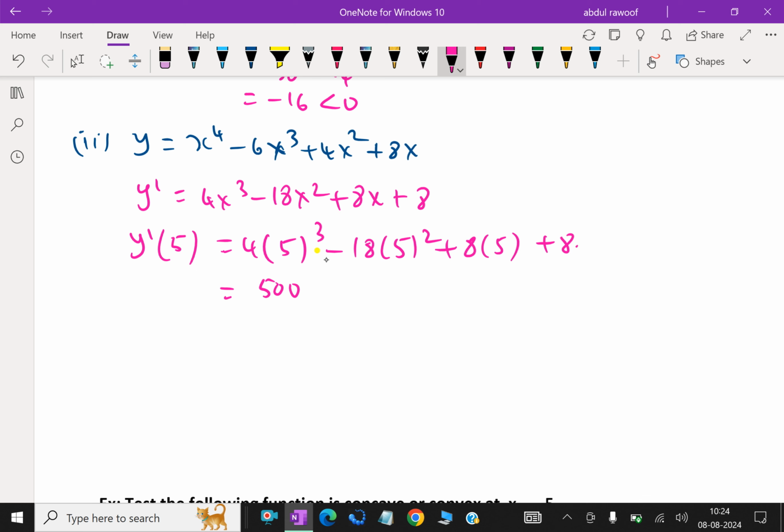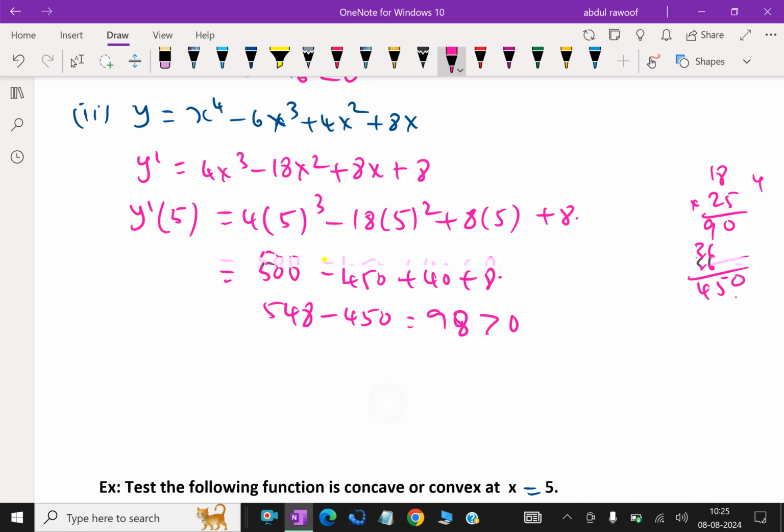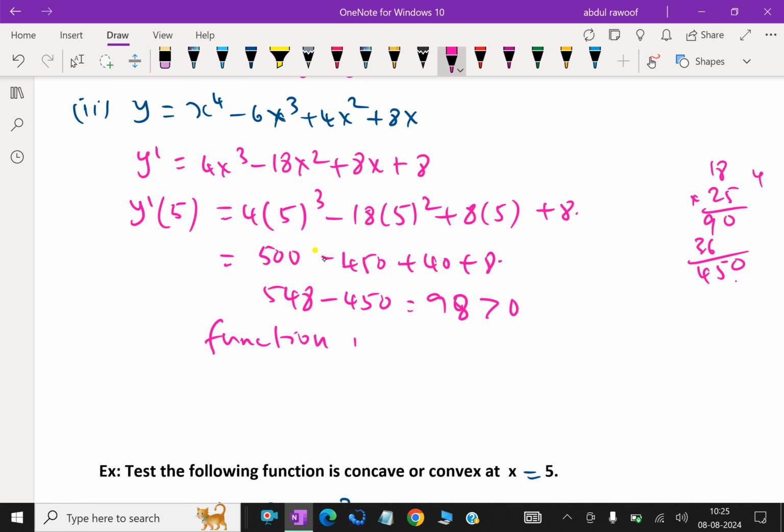18 into 25 is 450. So 500 minus 450 plus 40 plus 8. 500 plus 48 is 548. 548 minus 450 is equal to 98, which is positive, so greater than 0. So the function is increasing.